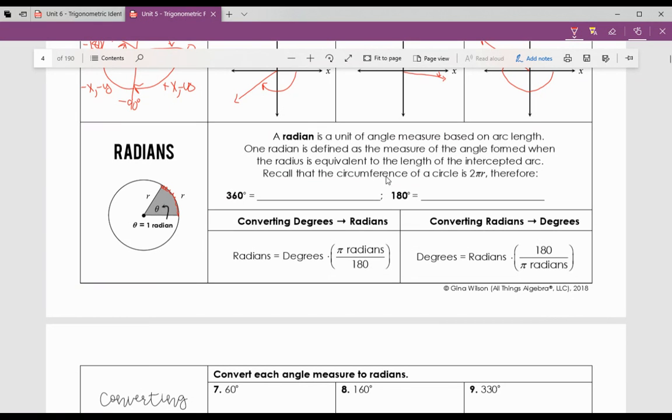So do you remember the circumference of a circle is 2 pi r? Okay. Circles are 360 degrees, correct? So with respect to radian language, 360 degrees is equivalent to 2 pi radians. If 360 is 2 pi radians, how big do you think 180 would be? 1 pi radian. Let's go one further. 90 degrees.